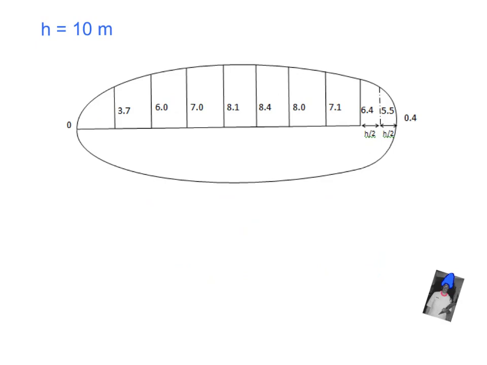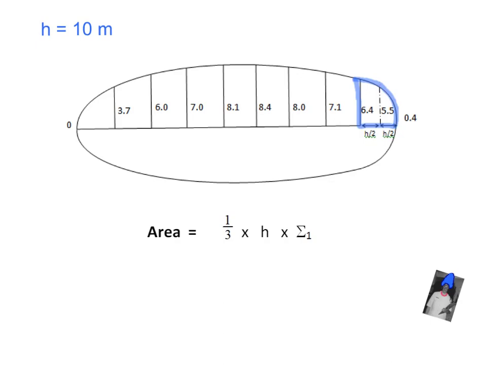So let's look at the appendage of the vessel first. That's this section here. It has three semi-ordinates, 6.4 and 0.4, and then the intermediate semi-ordinate 5.5, which is exactly halfway between the two end semi-ordinates. Because there are three semi-ordinates, we can use Simpson's first rule. It looks like this. And that requires an h value and a value for the area function.